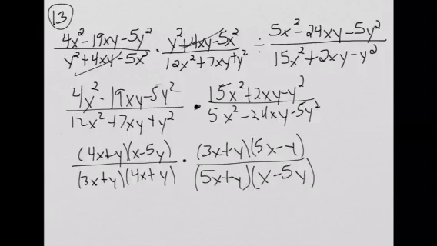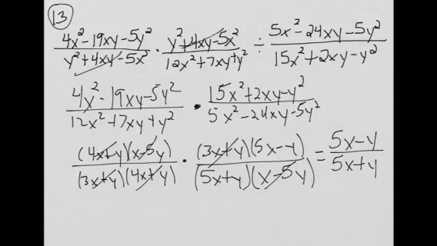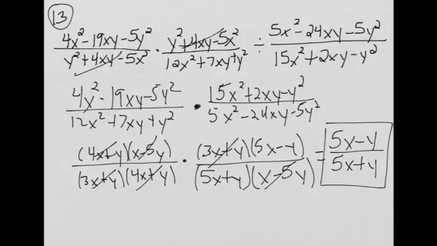Now we just cross off all the common factors. And so we have 4x plus y, 4x plus y, 3x plus y, 3x plus y, x minus 5y, x minus 5y. And so the only thing we're left with is 5x minus y on the top over 5x plus y on the bottom. And so that's our final answer.